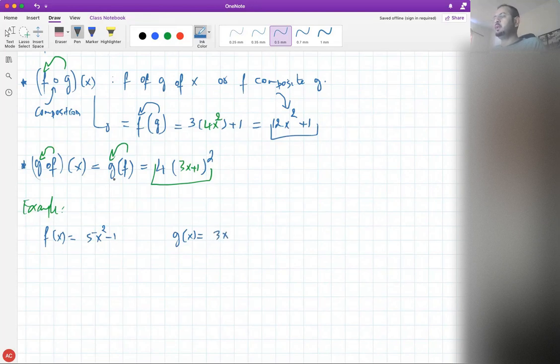Let's try to do the same thing. Let's find both. We're going to find this one, then we're going to find the other one. Okay, for the first one, what goes into what? What do we plug and where? First composition, f, parentheses. We plug g in x.